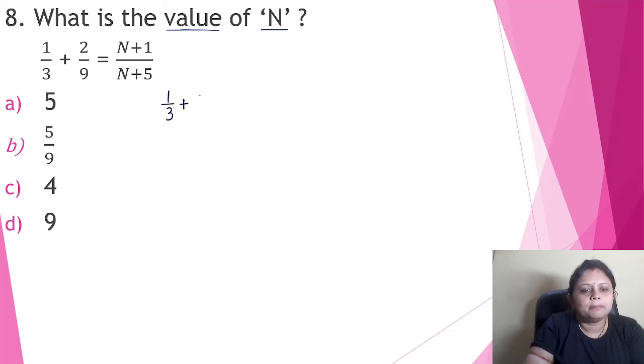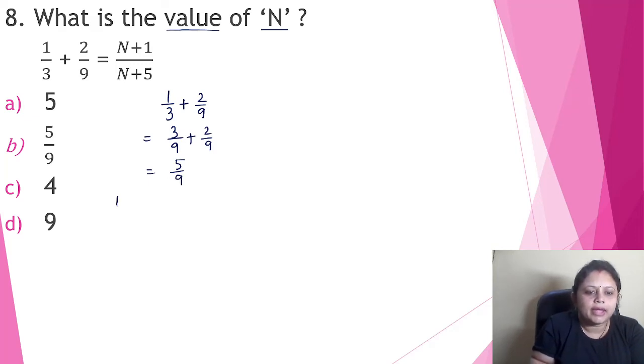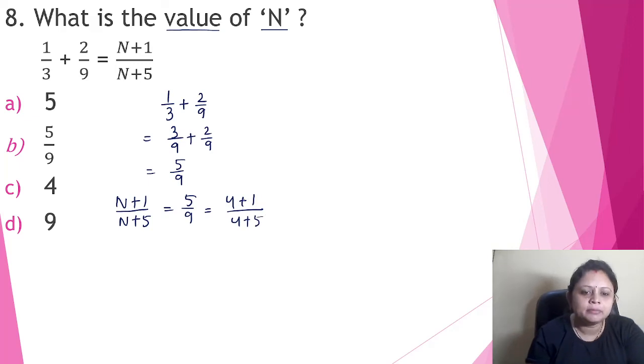So 1 by 3 plus 2 by 9, that is equal to the LCM of 3 and 9, that is 9. So it will be 3 by 9 plus 2 by 9, that is equal to 5 by 9. And it is given n plus 1 by n plus 5 is equal to 5 by 9. So can we write it as 4 plus 1 by 4 plus 5? Meaning is same, it is 5 by 9.